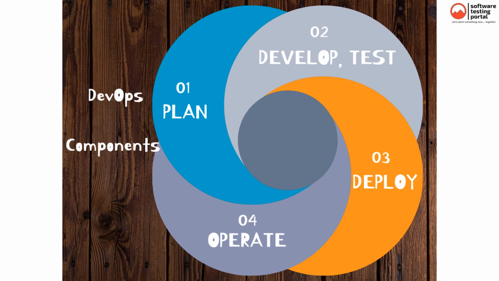Third component, the deploy component, is where most of the root capabilities of DevOps originated. Continuous release and deployment take the concept of continuous integration to the next step. The goal of continuous release and deployment is to release new features to customers and users as soon as possible.